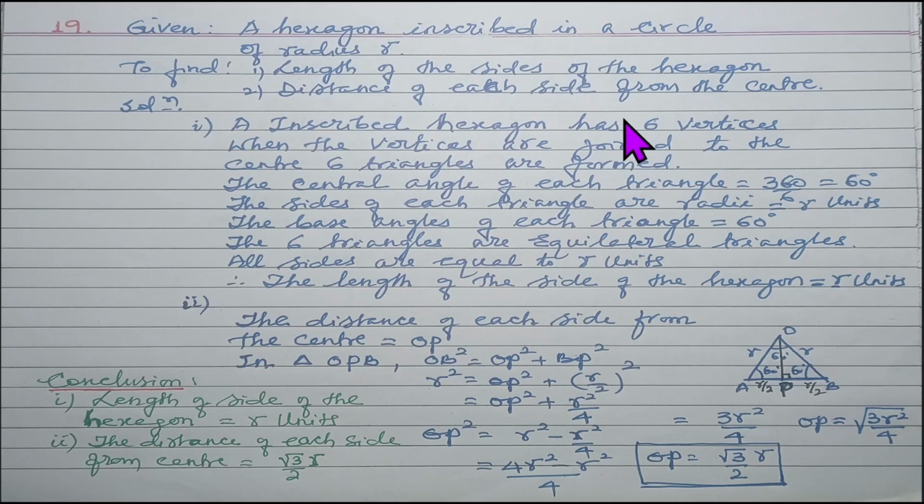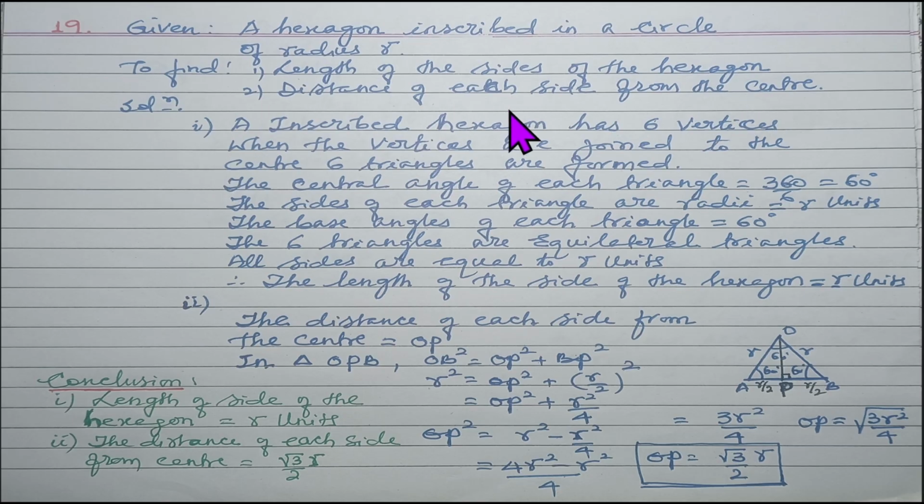Remember that. Now the next example is the 19th example. We are given a regular hexagon. Please make a note here: it is not only a hexagon, it is a regular hexagon. A regular hexagon is inscribed in a circle of radius r. The radius of the circle is r. We have to find the length of the sides of the hexagon and also the distance of each side from the center.